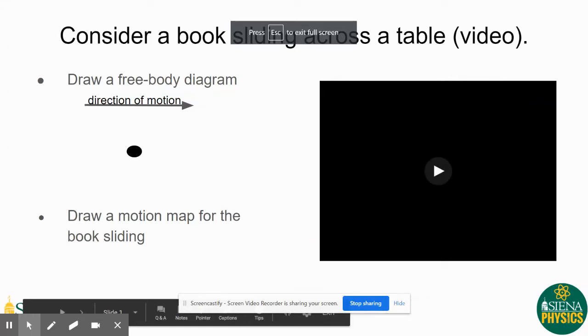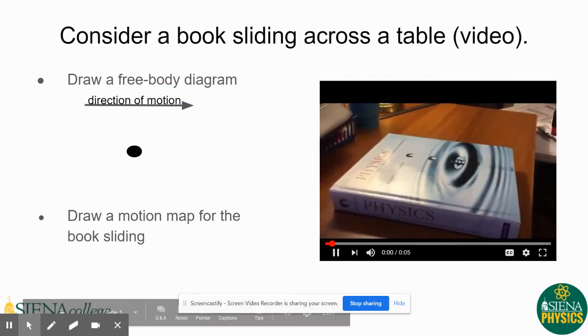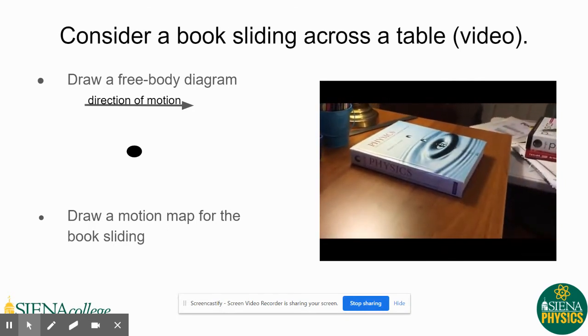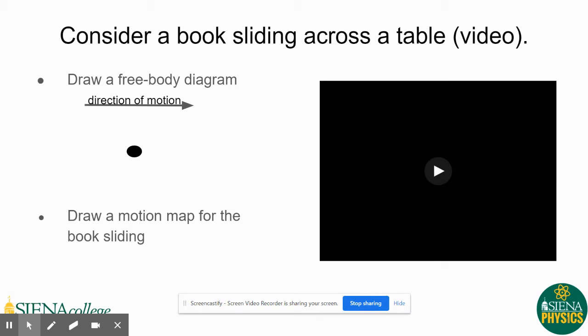Okay, in this example, we're going to see a book sliding across a table. So we're interested after the push, so after the hand leaves the book and it's sliding along. So we want to think about our y direction first. And so if we want to do a free body diagram, we're going to draw an arrow up for the normal force.